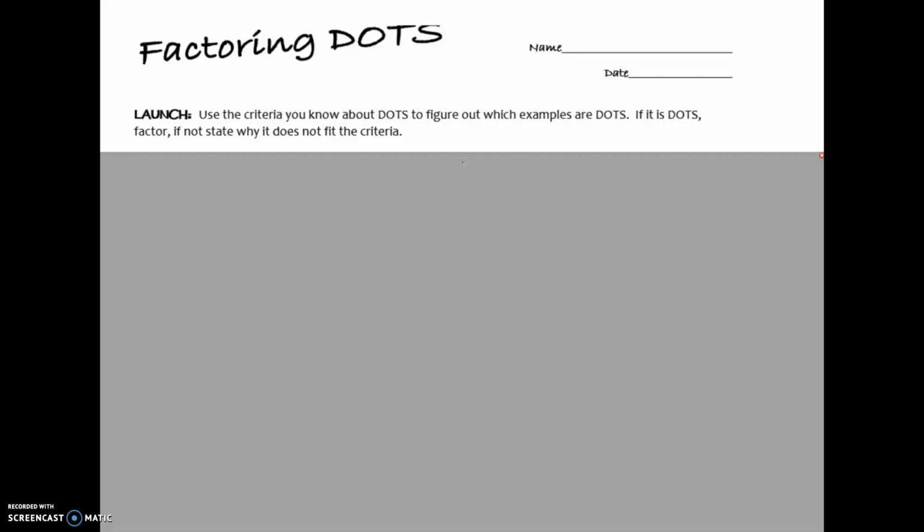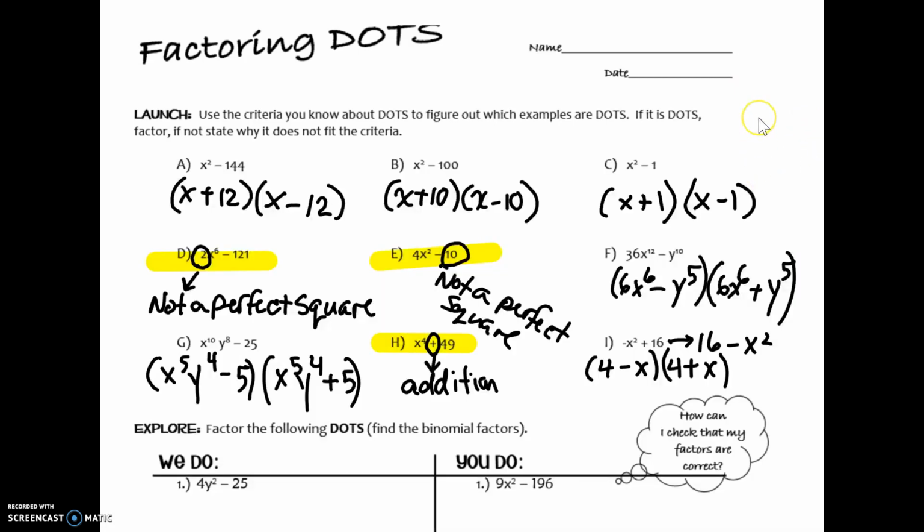Okay, now that you've finished examples A through I, it's time to check our work. Once all of the answers are posted, please pause the video so that you can have time to reflect upon which questions you got right and which ones maybe you need to correct. I have highlighted all of the examples, A through I, that were not an example of DOTS. So please pause the video now, check your factors, and correct any mistakes that you might have made.